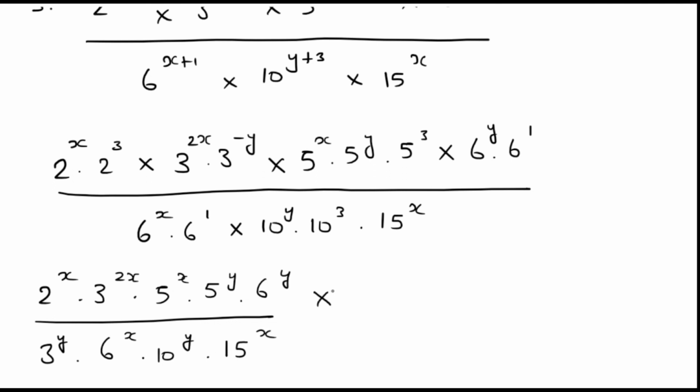Now all the other terms I am writing it separately. So 2 to the power 3, I am writing it as 2 into 2 into 2 into 5 to the power 3, I am writing it as 5 into 5 into 5 and then 6 to the power 1.